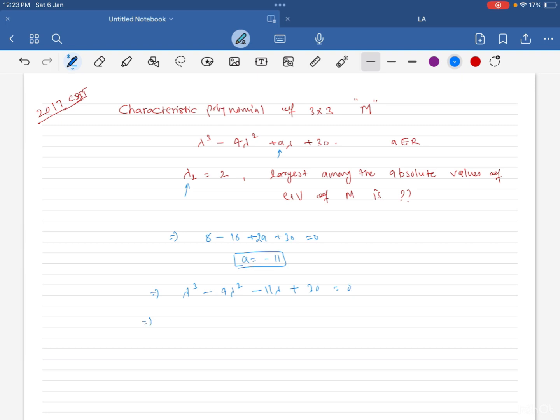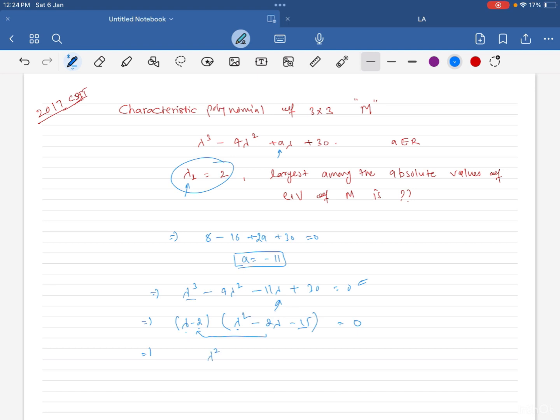Now we know one of the eigenvalues is 2, so this cubic equation can be factored as (lambda minus 2) times a quadratic. Multiplying, lambda cubed minus 2 lambda squared, and 2 lambda squared gives 4 lambda squared..., and here we need minus 15. So this multiplication gives the cubic, so this is a factor of the cubic equation, right?